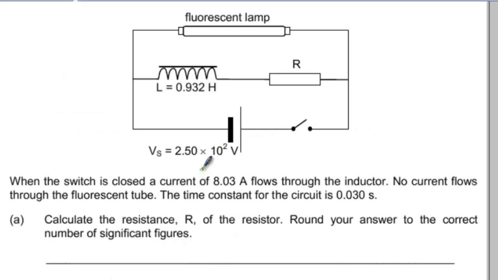When the circuit is closed, a current of 8.03 amps flows through the inductor. No current flows through the fluorescent tube. The time constant for the circuit is 0.030 seconds. Calculate the resistance R of the resistor and round your answer to the correct number of significant figures.